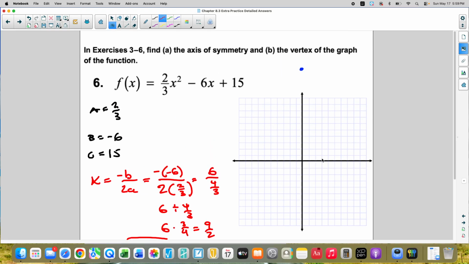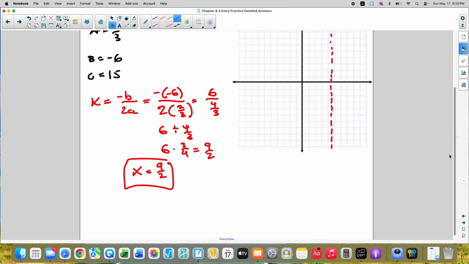1, 2, 3, 4.5. Now that reflected point is going to be at 4.5, and 4.5 is 9. So that's 15 at 9. Now let's find the y.